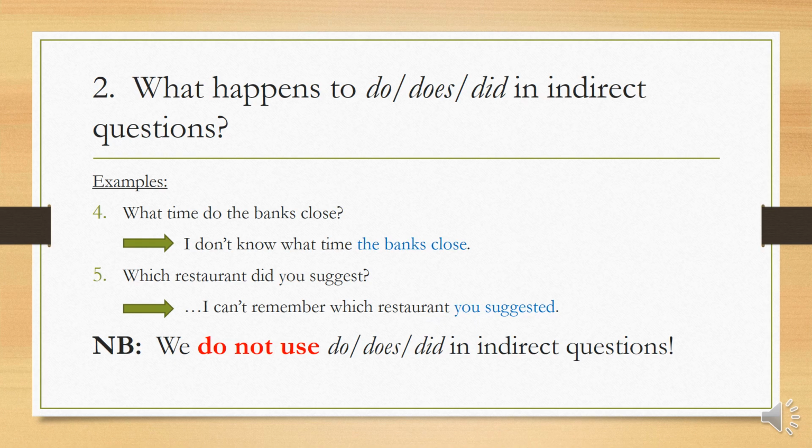Which restaurant did you suggest? Again, now we're looking at past simple. The indirect question, I can't remember which restaurant you suggested. Again, you suggested, the word order of a positive sentence. Remember that we use do, does, or did for questions and for negative sentences. So, nota bene, note well, we do not use do, does, did in indirect questions.